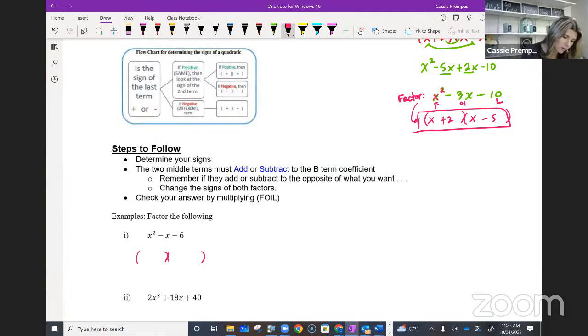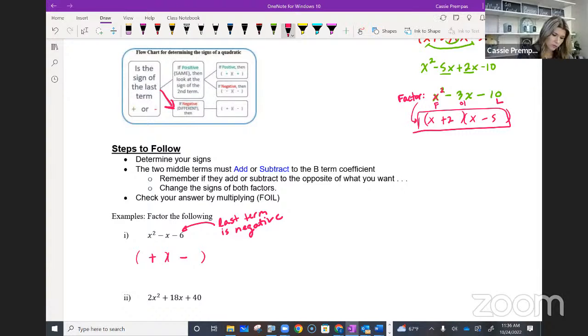So this is our last term. The last term is negative 6. Is it negative or is it positive? It's negative. So that's going to tell me where to go in the flow chart. Since it's negative, I'm going to go this way. If it's negative, that means you're going to have different signs, 1 plus, 1 minus. So 1 plus, 1 minus. Go ahead and put them anywhere.